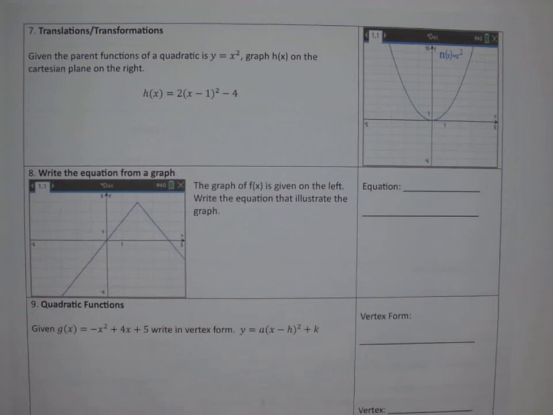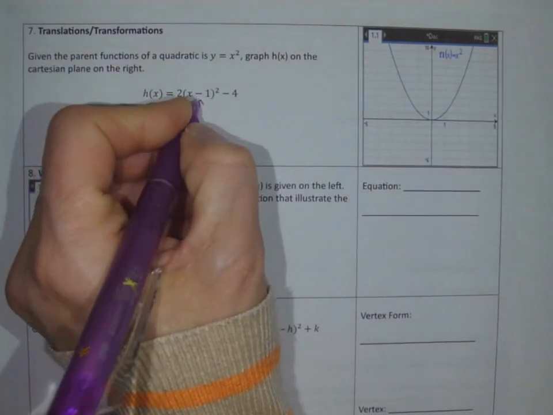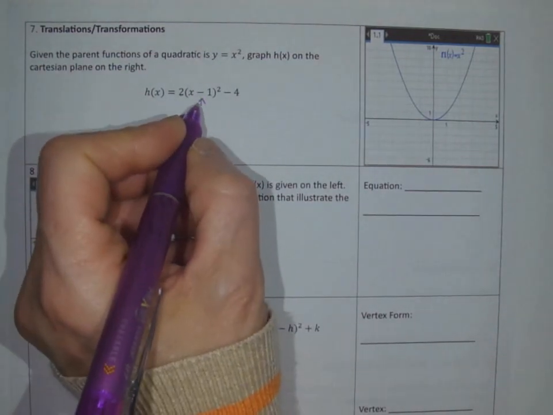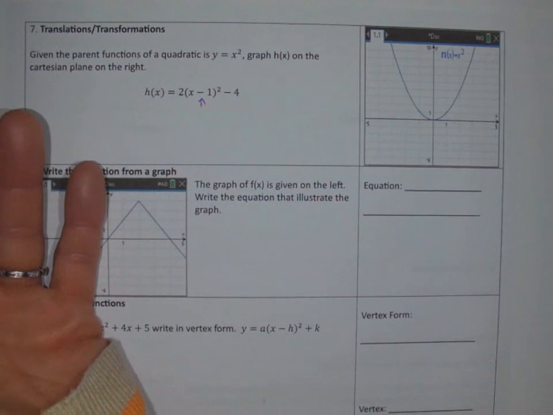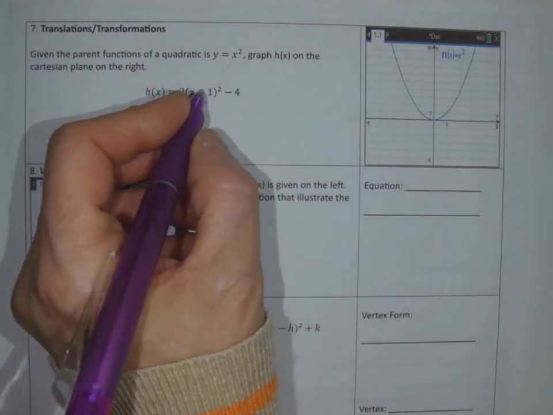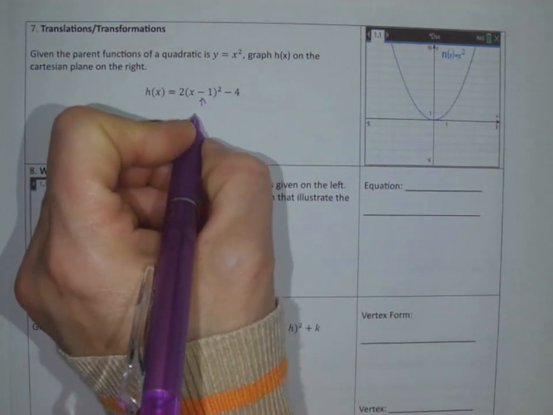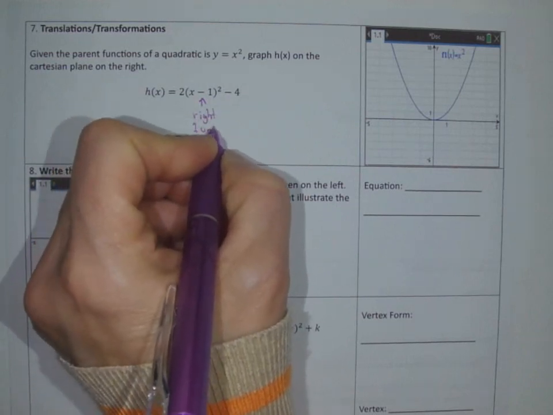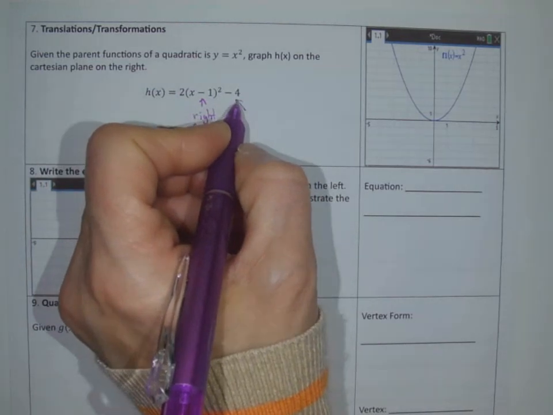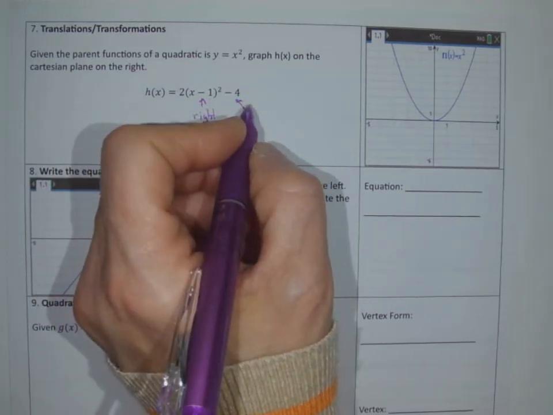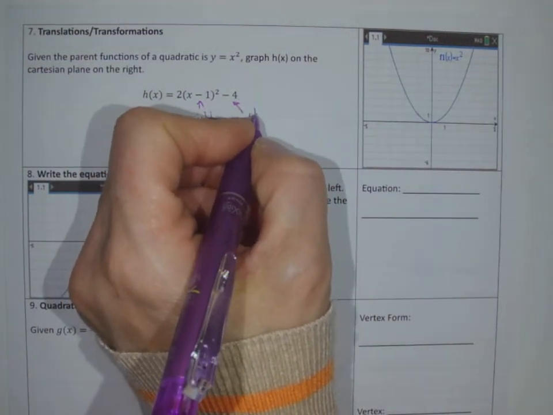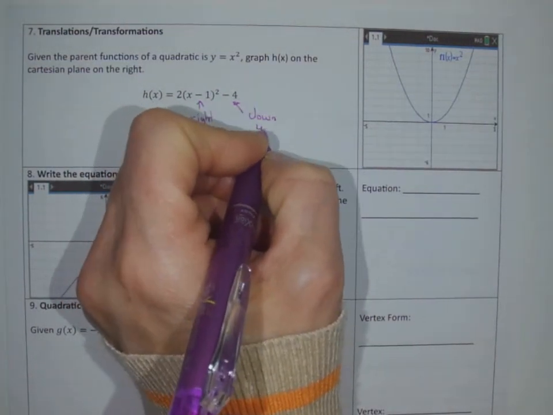So we have to remember our translations, right? Inside, it's the opposite of what you think. So when we're seeing a minus, it's actually going to be to the right, positive 1, because inside is left or right. So this one will be right 1 unit. Outside, what you see is what you get. So when you see a minus, it's actually going to go down. The outside is up or down, so this is down 4 units.